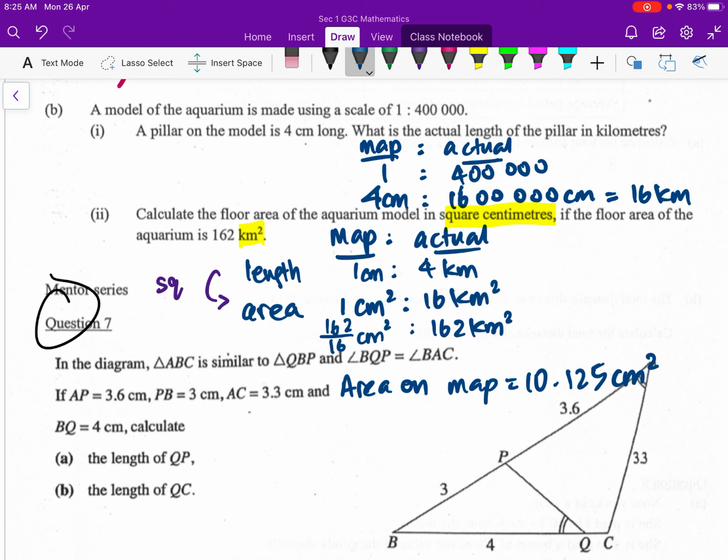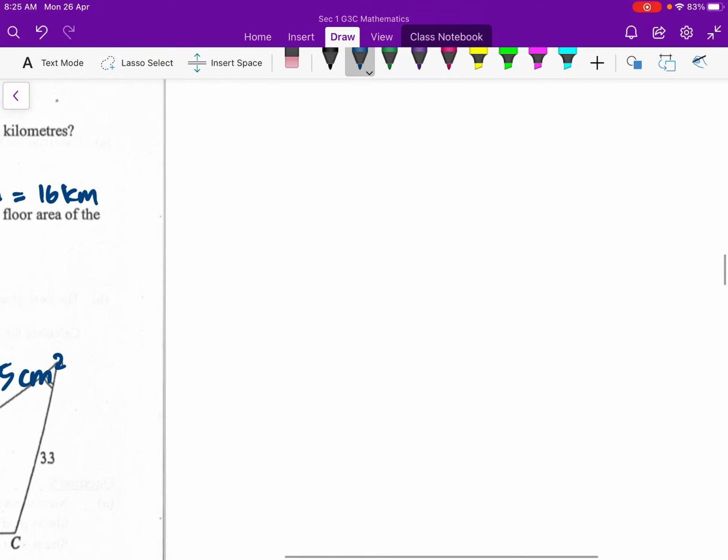Pretty sure this will come out. We want to see who are the ones who are going to be writing so many zeros on your exam paper, and then you're going to have a headache converting your square km to square cm. So since we are at this, I'm going to remind you on the conversion.